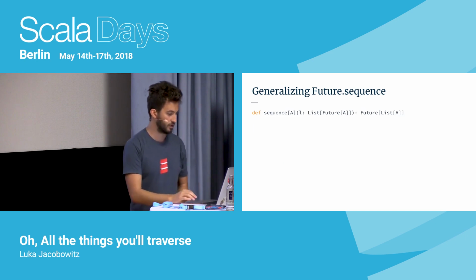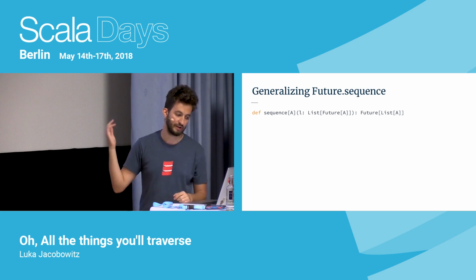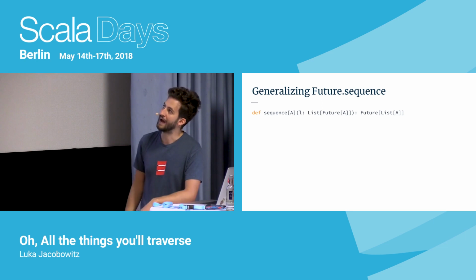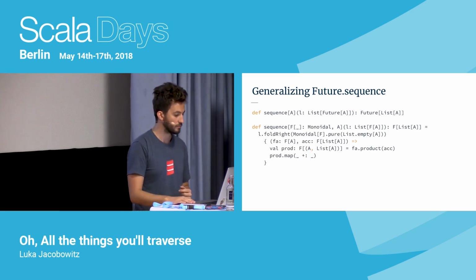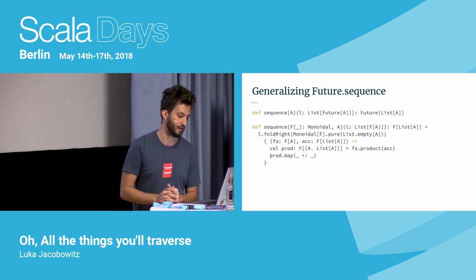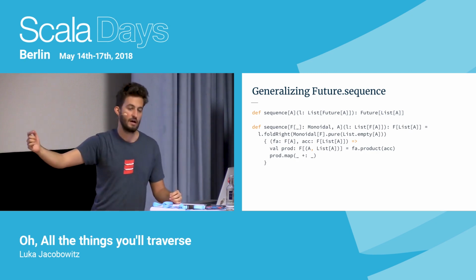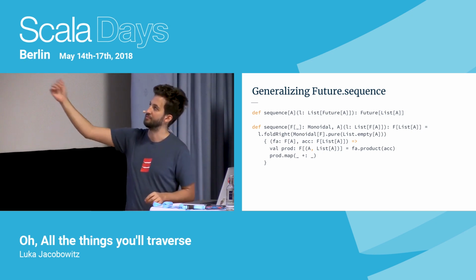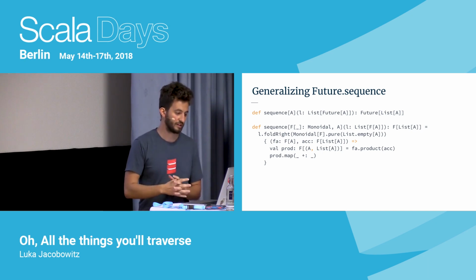So here we have the same function again. It takes a list of future of A and returns a future of list of A. But let's try to abstract out this future and try to put in something else. And what I did here is exactly that. We took, instead of taking a list of future of A, we take a list of f of A. And instead of returning a future of list of A, we return an f of list of A. And this is the most simple implementation.